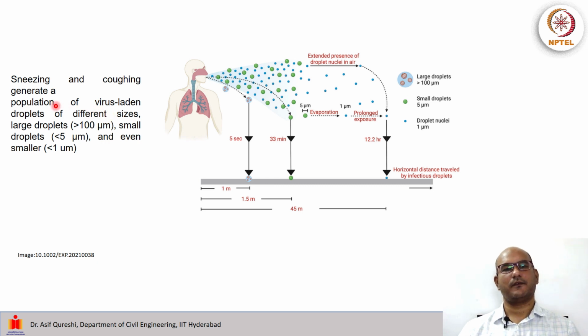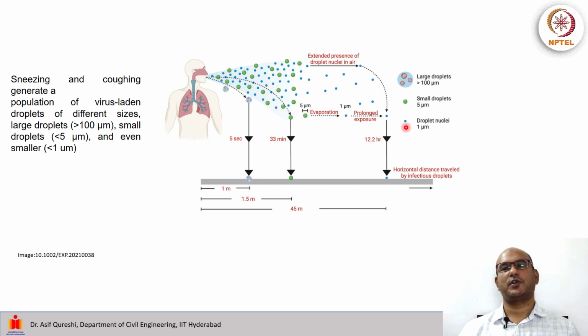Sneezing and coughing can generate a wide variety of virus-laden droplets of many different sizes. We may have drops larger than 100 micrometers, which will probably deposit within a few seconds, within 1 meter. Then we have the small droplets, which may go 1 or several meters and remain suspended for maybe half an hour, tens of minutes.